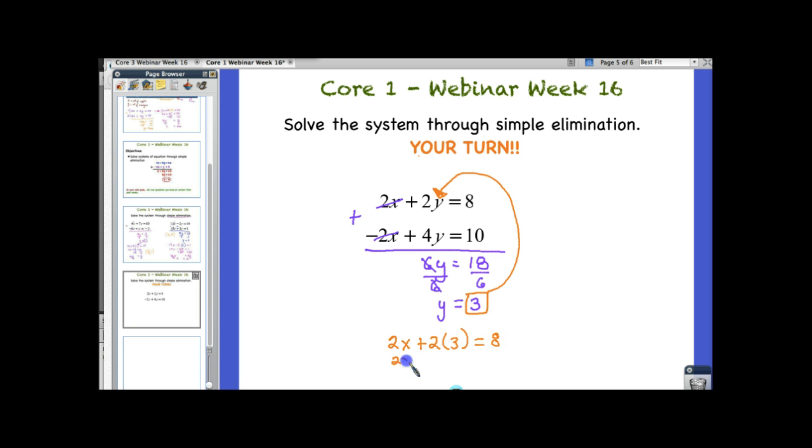So I get 2x plus 6, 3 times 2 is 6, equals 8. I'm going to combine like terms, so I'm subtracting 6 from both sides. These cancel, and I'm left with 2x equals 2. And finally, if I divide both sides by 2, I get x equals 1. And then I'm just going to write my final answer. 1 comma 3 is the solution.